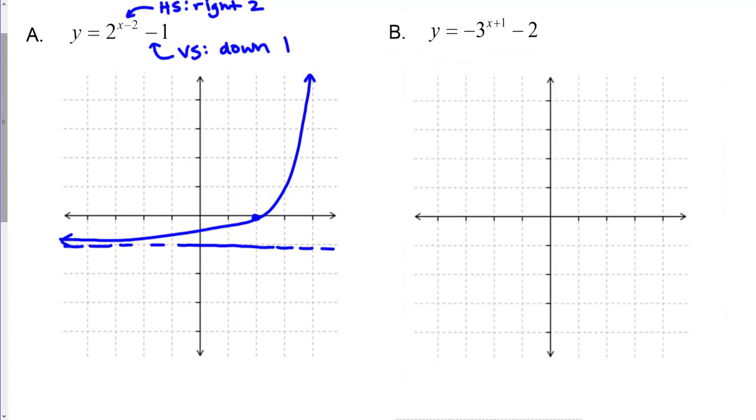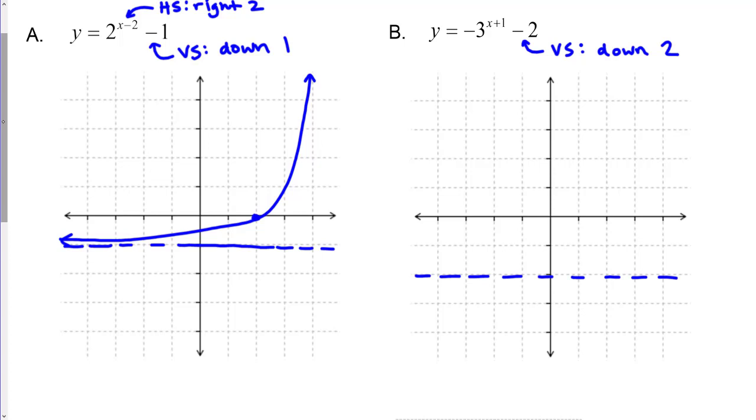Okay, let's try y equals negative 3 to the x plus 1 minus 2. Well, starting with the easy stuff, the minus 2 on the outside is a vertical shift, and it's going down 2 units. And you can just count on that horizontal asymptote also shifting down 2 units. So I'm just going to go ahead and sketch in my horizontal asymptote down 2 units.